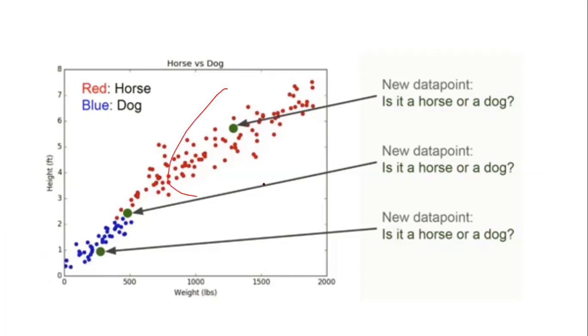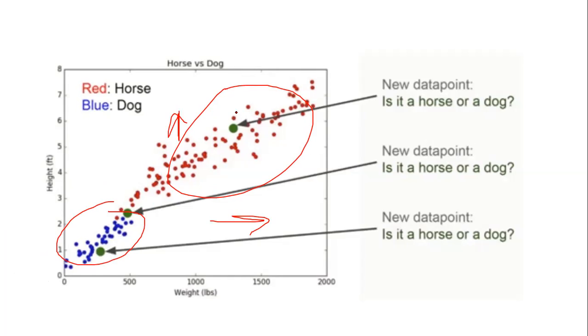All the points in this particular region, which are high in weight and high in height, taller and heavier, are horses, and all the ones in this other part of the chart should be dogs, right? So this is something I know by logic, by domain knowledge.